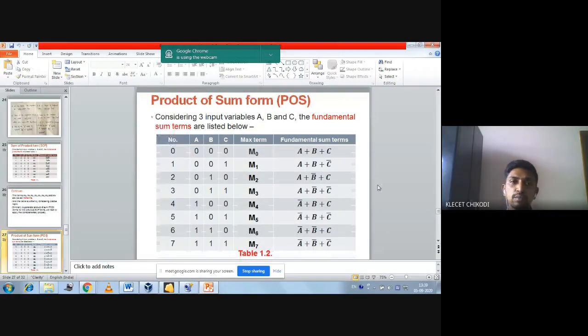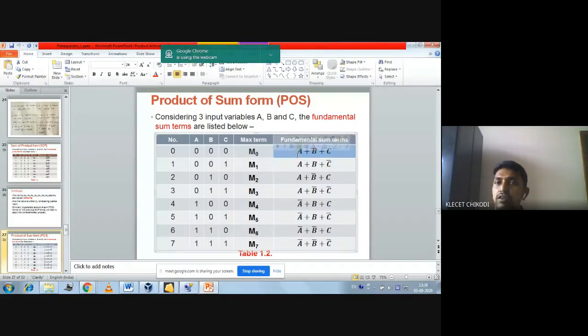Okay, so this is how we are converting the same SOP term to a POS term here. Is that clear? So this is how we have written all the fundamental sum terms here. We call these sum terms because you can see that this is again an individual term consisting of plus symbol. So that's why we call it a sum term here.